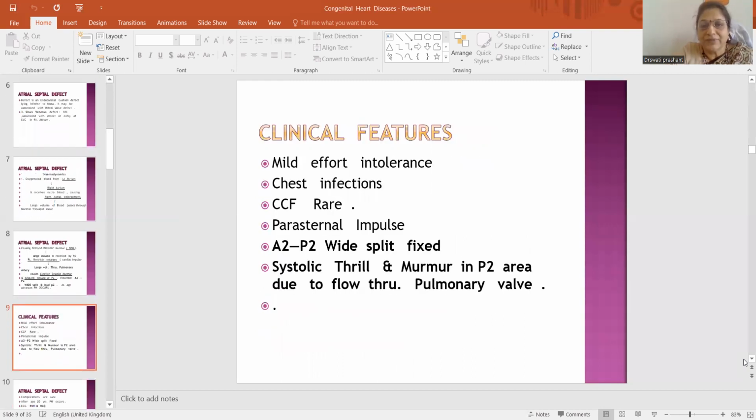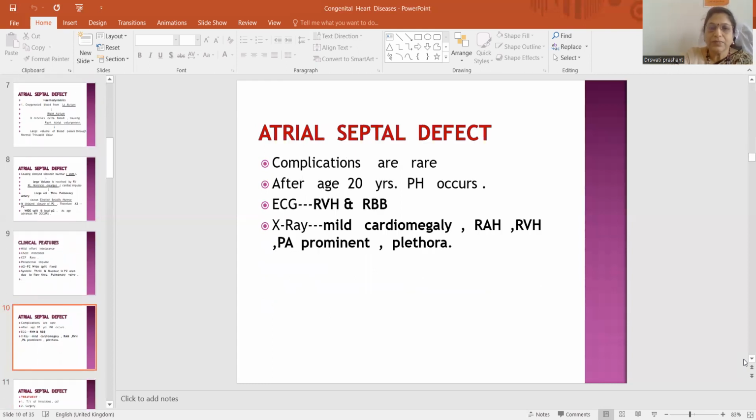Clinical features: mild effort intolerance, repeated chest infections, congestive cardiac failure sets in at a later stage, parasternal impulse is there, A2, P2 are widely split and fixed, systolic thrill and murmur in the P2 area due to flow through the pulmonary valve. It is an ejection systolic murmur. The complications are rare. After the age of almost 20 years, pulmonary hypertension may set in. ECG may reveal right ventricular hypertrophy and right bundle branch block. X-rays will show mild cardiomegaly, right atrial and right ventricular enlargement, a prominent pulmonary artery, and plethoric lung.